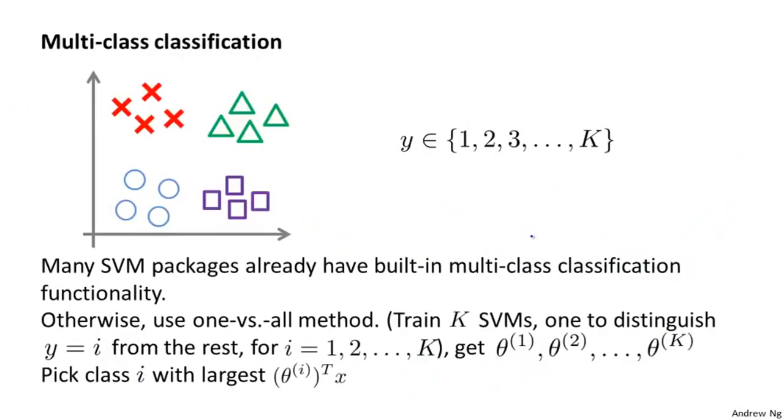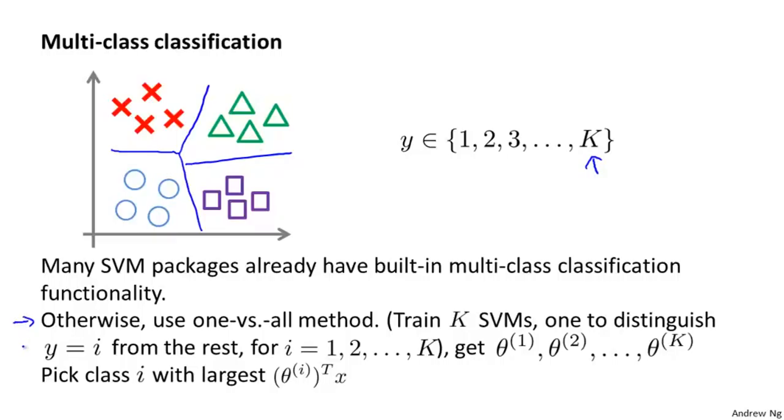So, just two last details I want to talk about in this video. One is multi-class classification. So if you have 4 classes, or more generally k classes, how do you get an SVM to output some appropriate decision boundary between your multiple classes? Many SVM packages already have built-in multi-class classification functionality. So if you're using a package like that, you just use that built-in functionality, and that should work fine.